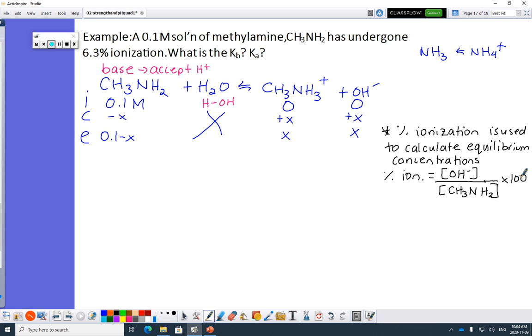Both of these are X, both ions, OH and CH3NH3+. So you can put either of those at the top of the fraction, but most people are used to thinking of bases with OH, so they'll choose OH, but it really doesn't matter because they're both X. In fact, if you would prefer to have X as the unknown variable when you're solving an equation, then plug that in. So percent ionization, we're given as 6.3. OH is X. You can even put that there. The methylamine concentration is 0.1.